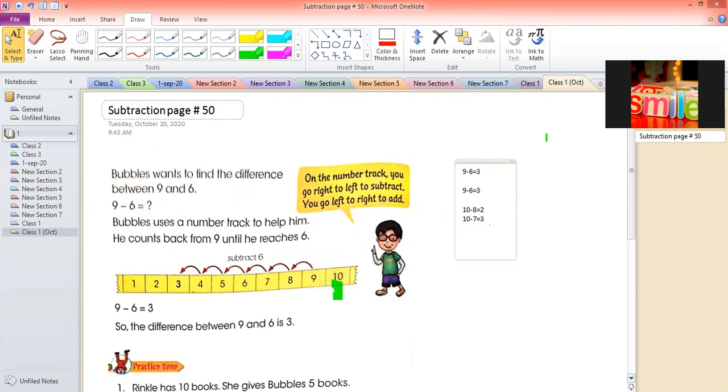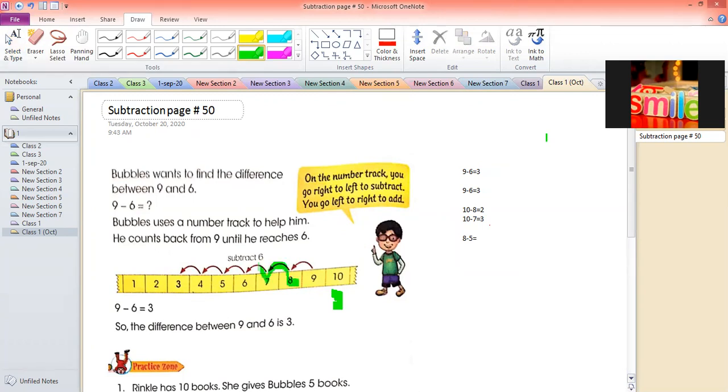This is 10 minus 7. Let's suppose I ask you 8 minus 3. Now, this is 8 minus 5, let's suppose. Okay. Now, from 8 you go back and check until you reach 5. This is 8 and you start going back.